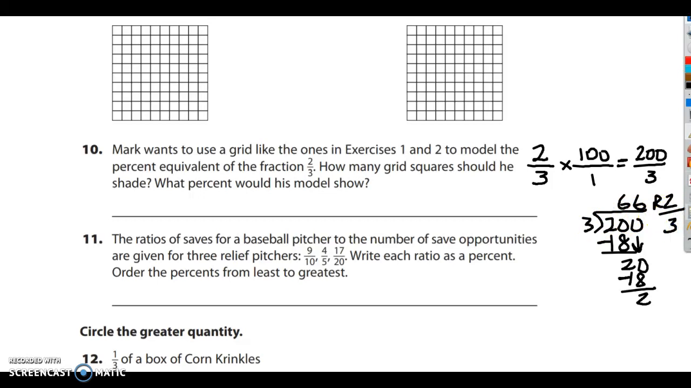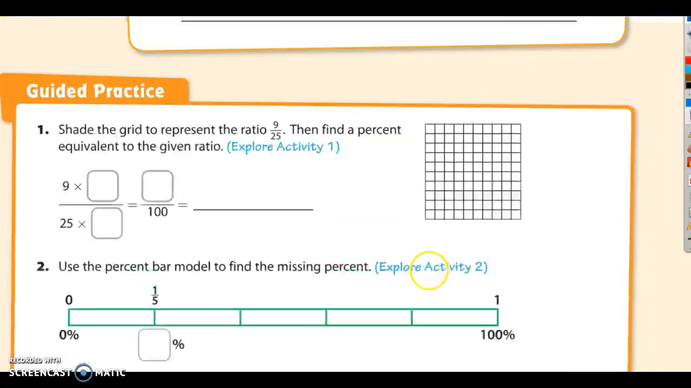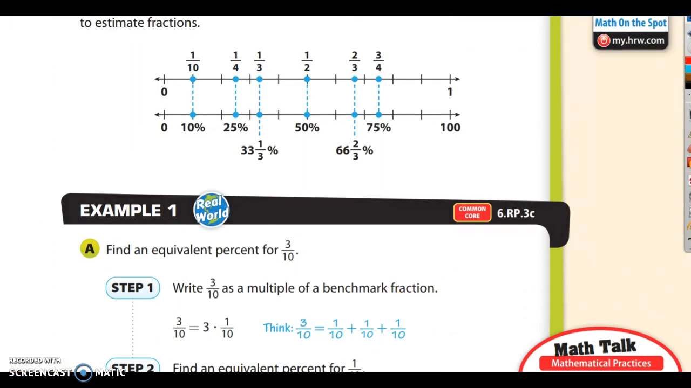So how many grid squares would he shade? It's 66 and 2/3. What percent would this be? It's 66 and 2/3%. Now you've seen this one before, that was page 205. We can go back and look at it. Maybe we will, in fact. Let's go back to page 205. This is the same question as we're looking at right here. Pay attention to what I highlight here. 2/3 is equal to 66 and 2/3%. So that is the same question that's being asked right here.